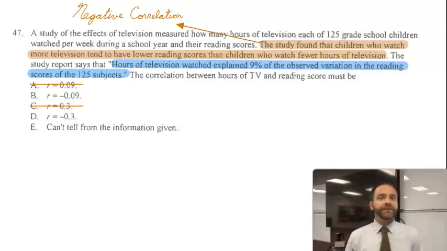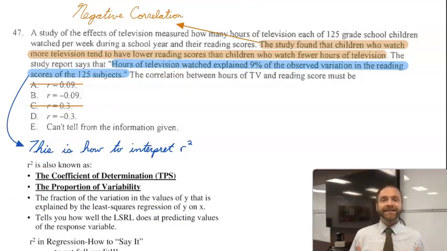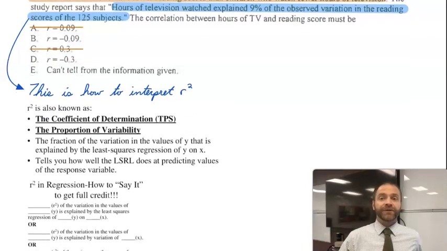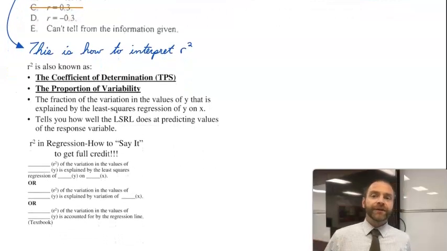Now I'm going to focus on the blue. The hours of television watched explains 9% of the observed variation in reading scores of the 125 subjects. That to me sounds like how we interpret R squared. So even though this problem is not asking us how do you interpret your R squared, I'm going to. So how do you interpret the coefficient of determination or proportion of variability? This is what you do.